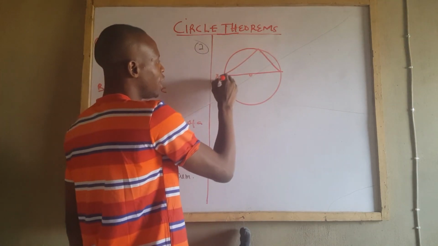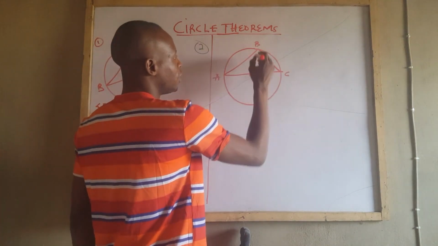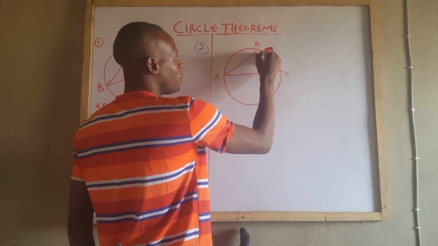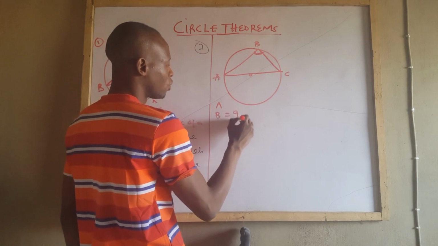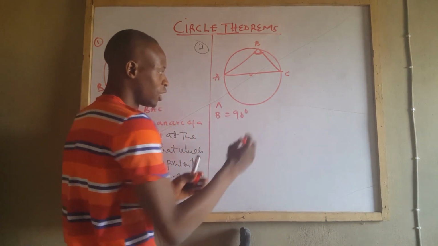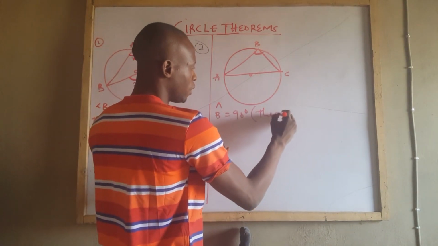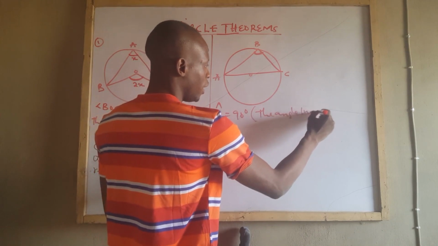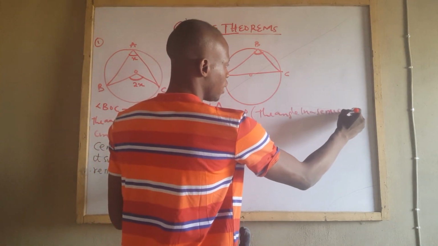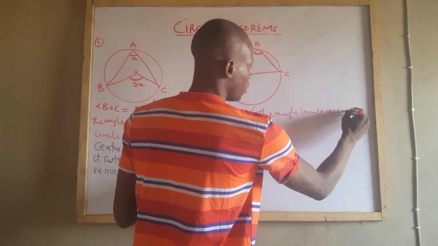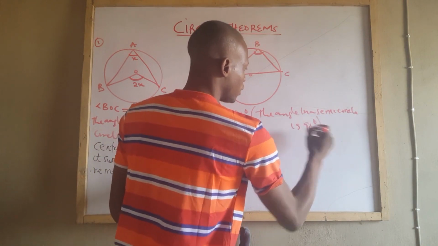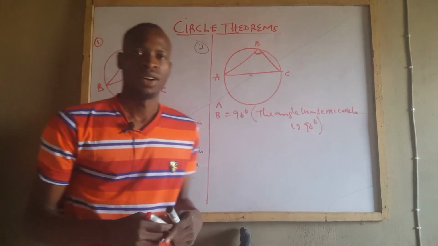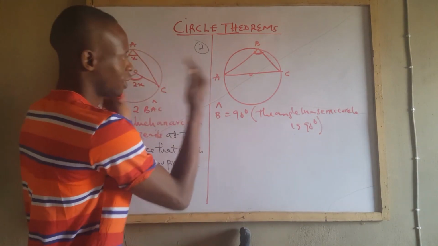So if I call this point A, point B, and point C, that means the angle in a semicircle at this point is 90 degrees. That means angle B is equal to 90 degrees. So let me put that in words as well. The angle in a semicircle is 90 degrees. Okay? So this is the first and second theorem.